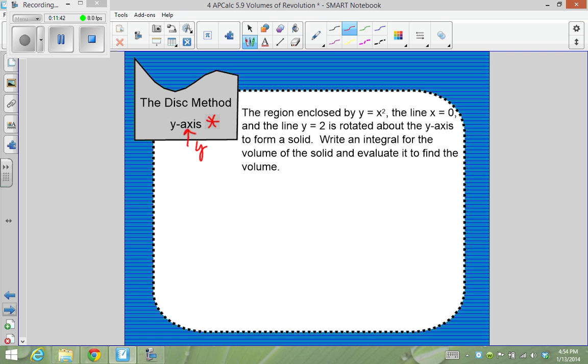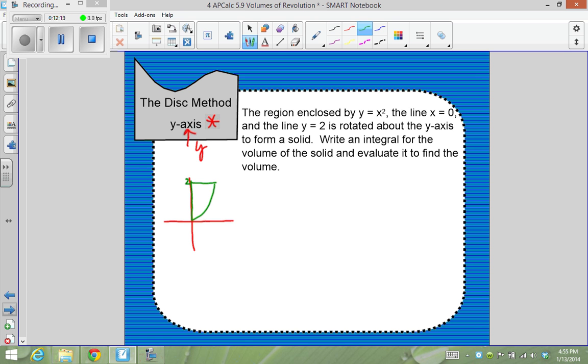Okay? So I'm still looking, same thing. A region enclosed by y equals x squared. The line x equals 0 this time, so that's going to be my y-axis, and the line y equals 2. So I still have my nice little parabola coming out here, y equals x squared. But it's not dropping down like it did before. At this point, what it's doing, because it's going to the line x equals 0, it's coming back here. Okay, like this. And here's my line y equals 2 right there.